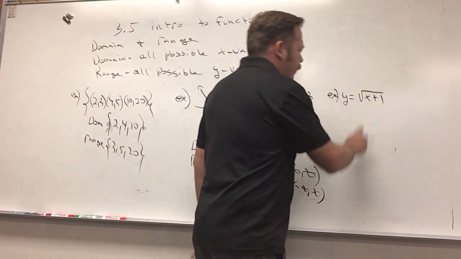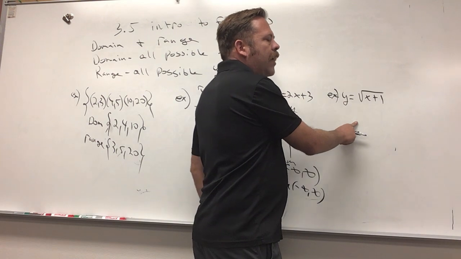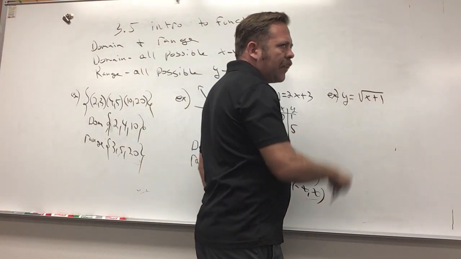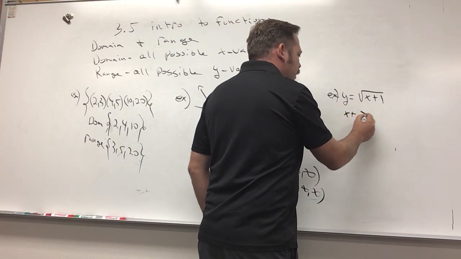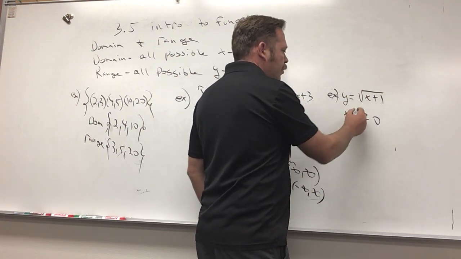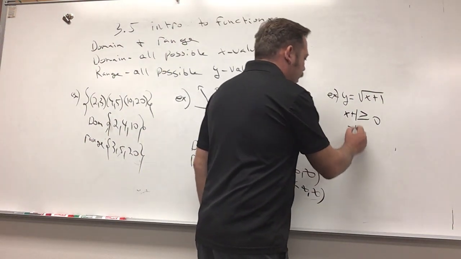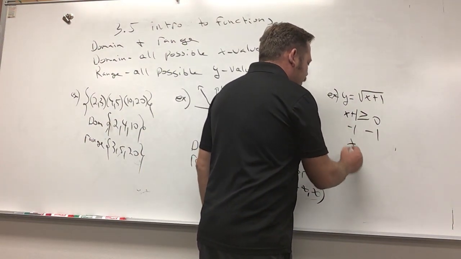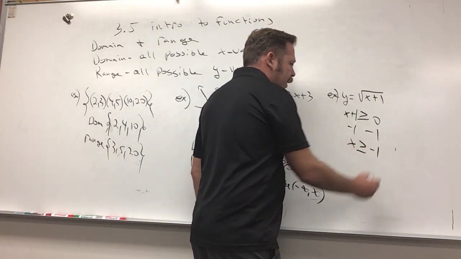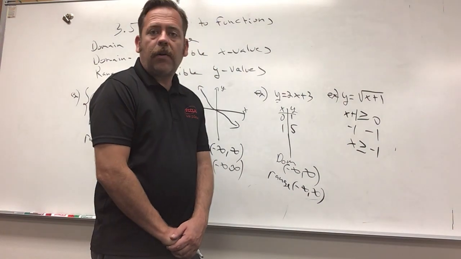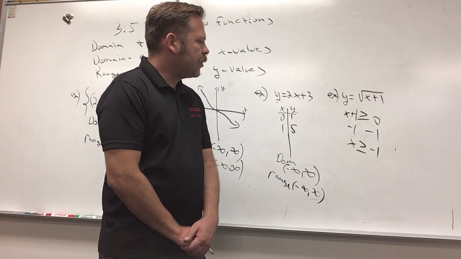So, if x plus 1 can be 0, but it can't be less than 0, then we would say x plus 1 must be greater than or equal to 0, okay? What that means is, if you subtract 1 from each side, x could be anything as long as it's greater than or equal to -1, all right? X can be anything as long as it's greater than or equal to -1.